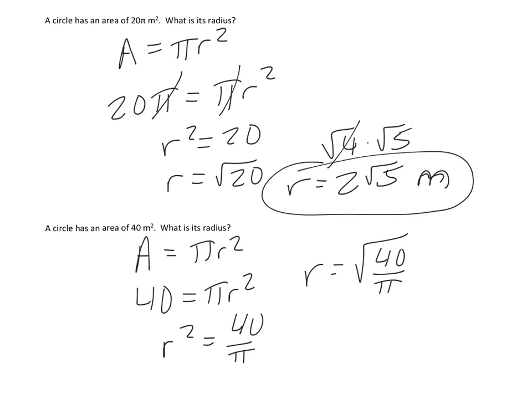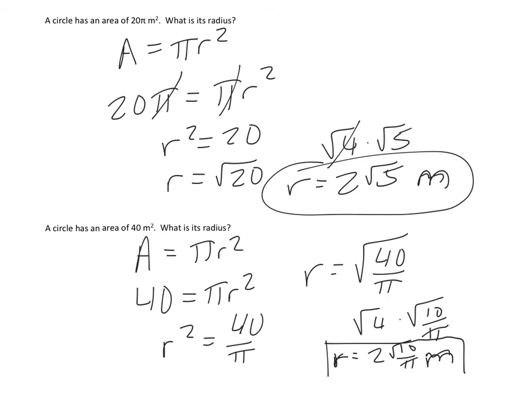This is another one I could simplify, because I could say it's the square root of 4 times the square root of 10 over pi, and that would be 2 times the square root of 10 over pi for radius, and that would be, again, in meters. So that's simplifying it a little bit, but the general concept is here. It's just plugging into this formula.